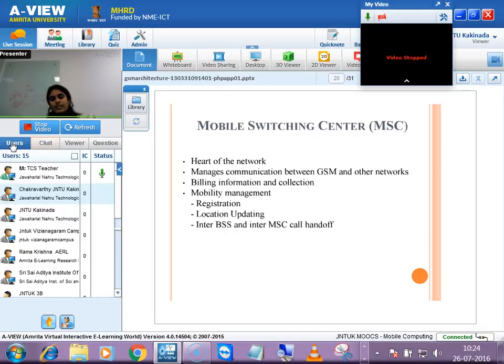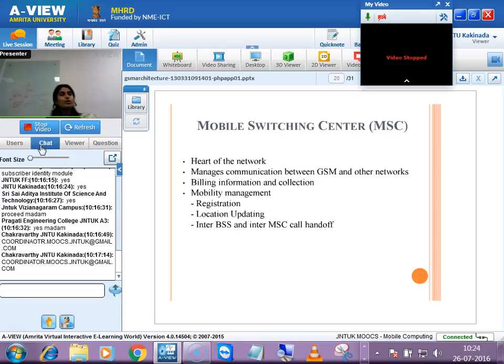Inter BSC, intra BSC. Intra in the sense of within. As I told you, there are many phones under the base station subsystem, right? If you are calling a person who is under the same BSS, then it is called intra handoff.